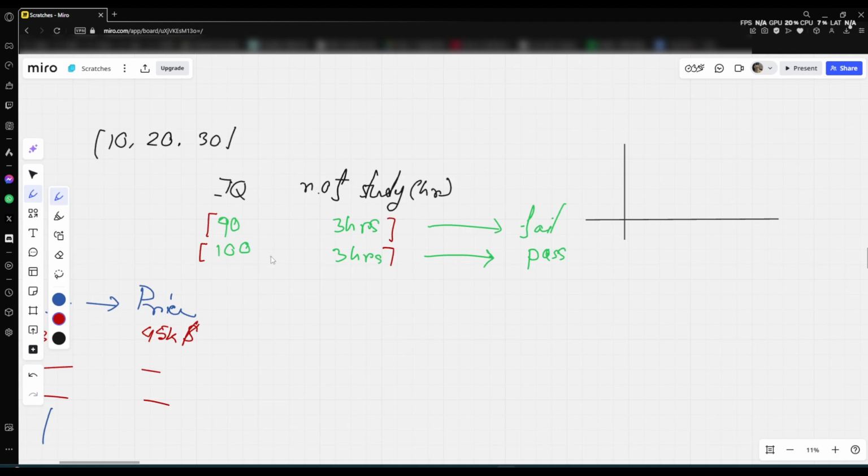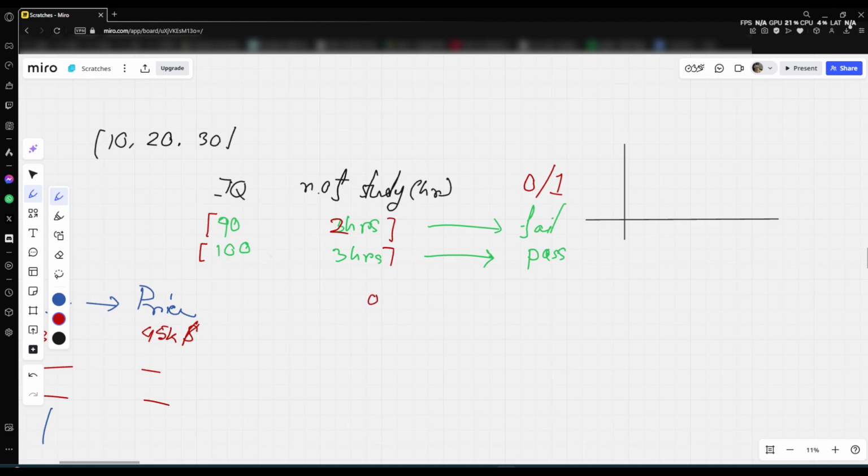Okay, so this is the pass and the fail. We are going to determine this with 1 and 0. 0 means fail, 1 means pass. So for this person, the x is going to be 90, and the y is 2. And for this one the x is 100, and the number of study hours is 3.